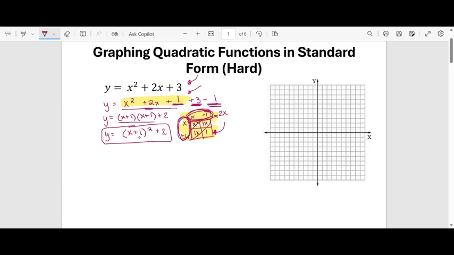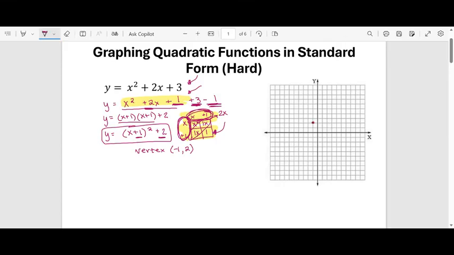So our vertex comes from this value and this value. Remember, what's with your x needs to change signs. So our vertex, instead of being positive 1, we have to make it negative 1. The y value, the positive 2, stays positive. So your vertex here is going to be negative 1, positive 2. So from the center, you can go back 1, up 2, and plot your point.